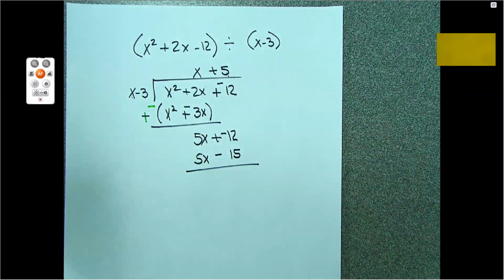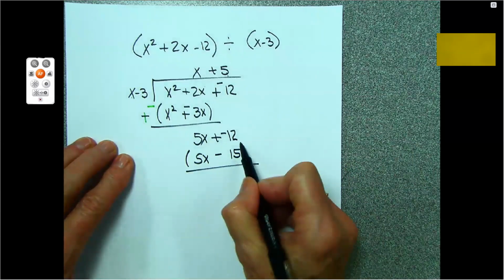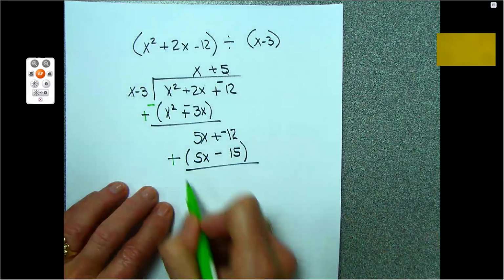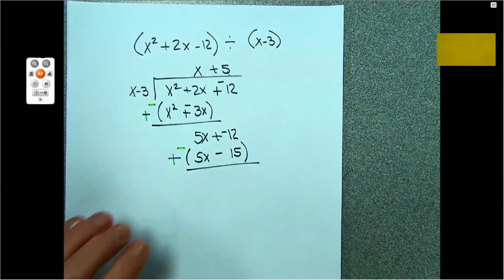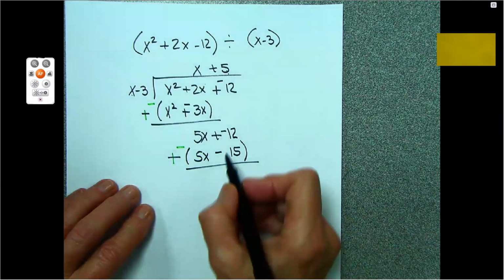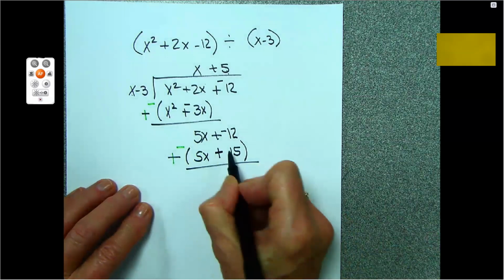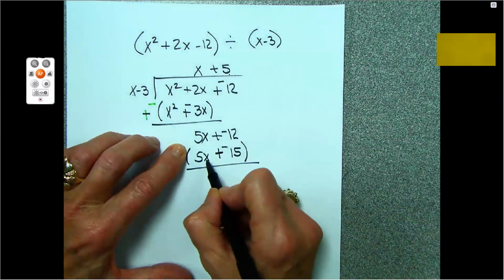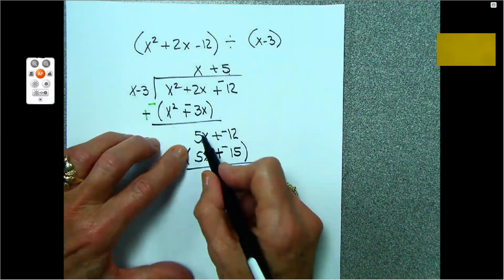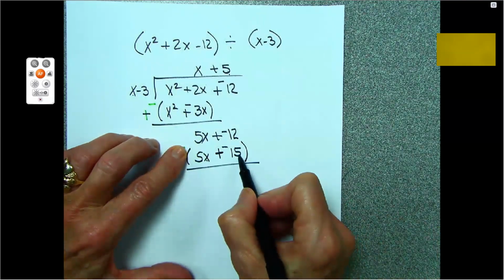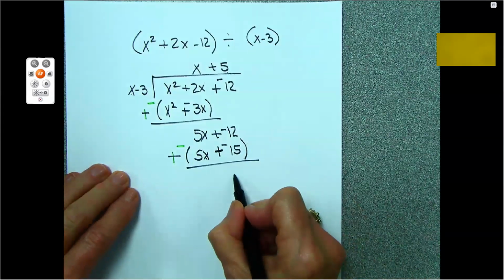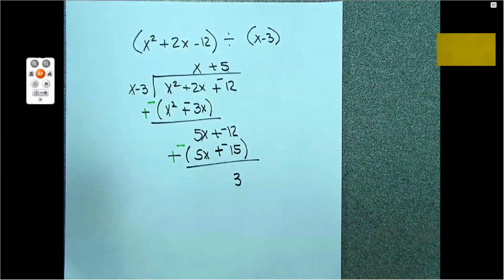Draw your line. Subtract this polynomial. Change the sign to addition and add the opposite of that polynomial. You may want to take care of this. Change subtraction to addition and add the opposite. So we have control of the signs. I have a positive. I need its opposite. That goes to 0. This is negative 15, but I need its opposite. So positive 15 plus a negative 12 would be a positive 3.